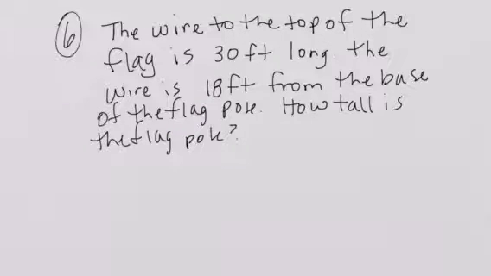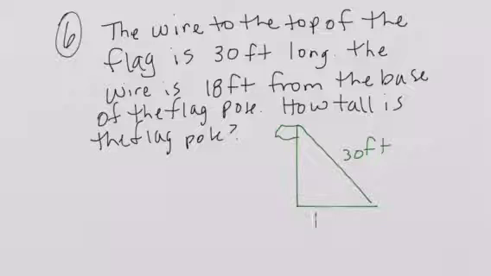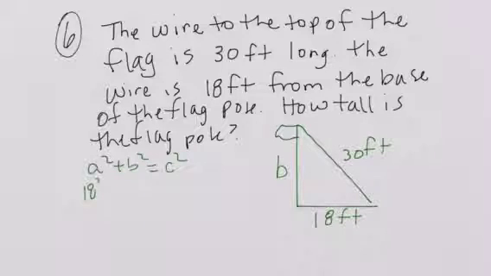The wire at the top of a flagpole is 30 feet long, so we're going to go ahead and draw our flagpole. And the wire goes from the top to the ground, and it's 30 feet. It's 18 feet away from the base of the flagpole, and so we're going to try to figure out what B is. So we're going to do A squared plus B squared equals C squared. A squared is 18 plus B squared is equal to 30 squared.